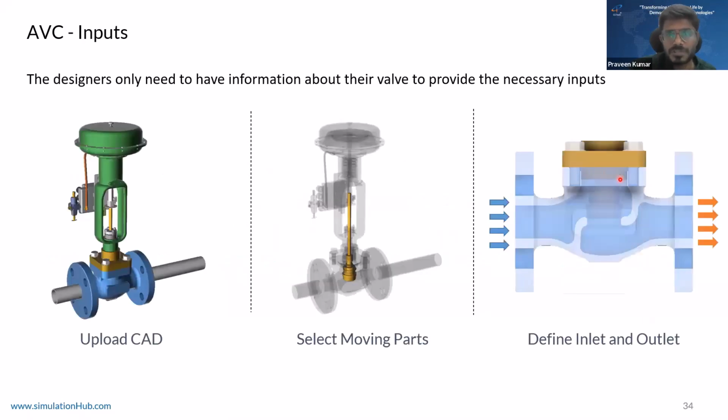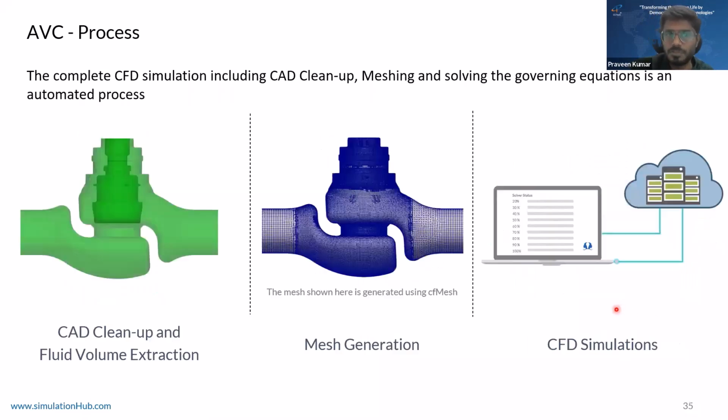What are the inputs required for the app? The CAD geometry which you upload, and you have to specify your trim components or moving parts, and the flow direction, meaning inlet and outlet directions. With these inputs, the app does all the CFD processes that I explained in the previous slides: the CAD cleaner, fluid volume extraction, mesh generation, and the CFD simulations. All these things are performed autonomously in the background.